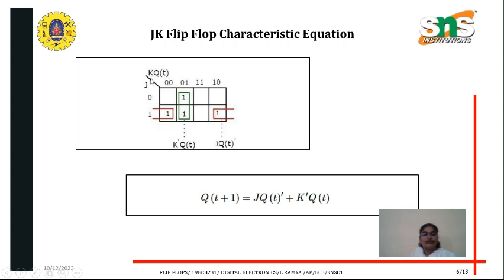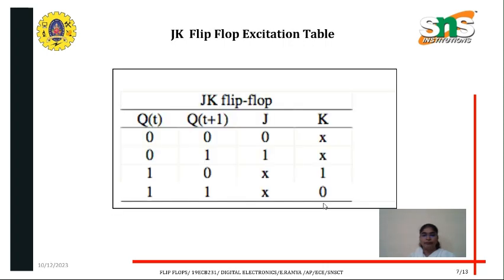J on one axis and K Q of t on the other, two variables, so 00, 01, 11, 10. Based on the truth table, we have to draw this K map. Already we discussed in our class how to draw the K map. So what is the output, Q of t plus 1? That means Q of n plus 1 is J Q of t bar plus K bar Q of t. J Q of t bar plus K bar Q of t is the characteristic equation of the JK flip-flop.